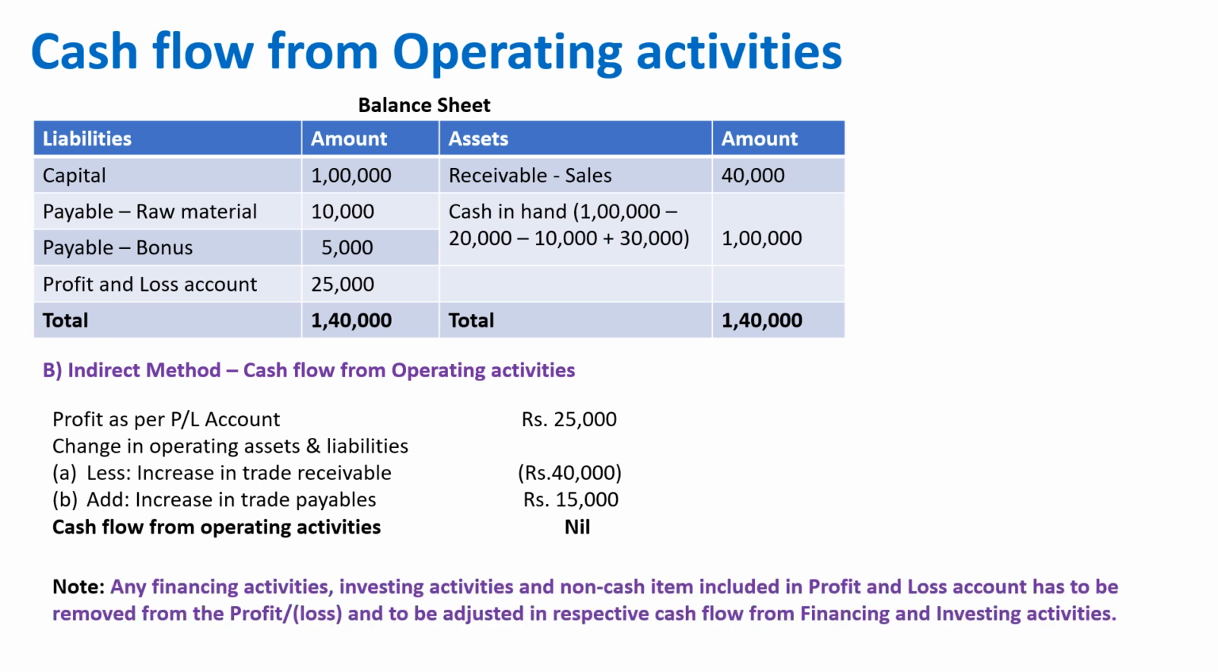Note here, any financing activities, investing activities or non-cash items included in the profit and loss account have to be removed from the profit and loss and adjusted in the respective cash flows from financing and investing activities. For example, if the company has received dividend, which is reported as part of the profit and loss account, that has to be removed here from the profit and the same has to be shown as cash inflow from investing activities. So that adjustment needs to be done. In this example, because we don't have any item which is an investing or financing activity, that has not been adjusted from profit.